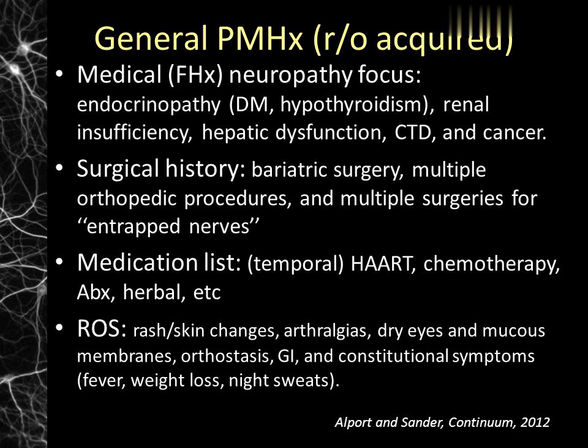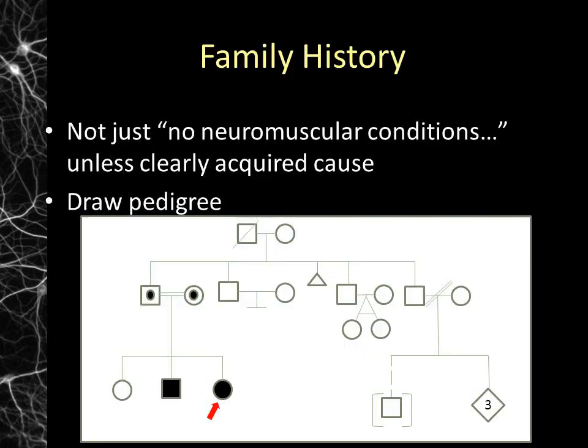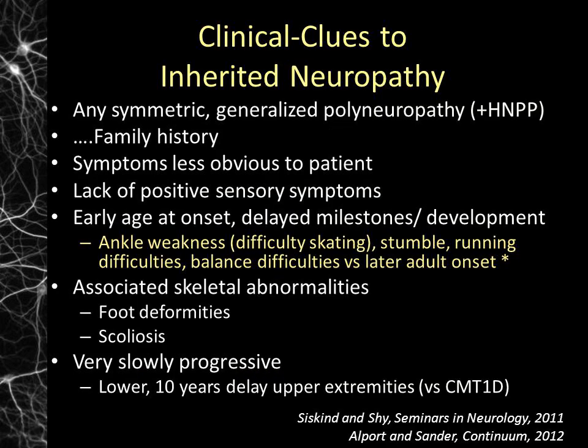Alport and Sander, Continuum, 2012. Family history: not just no neuromuscular conditions, unless there is a clearly acquired cause. Draw a pedigree. Three: clinical clues to inherited neuropathy.